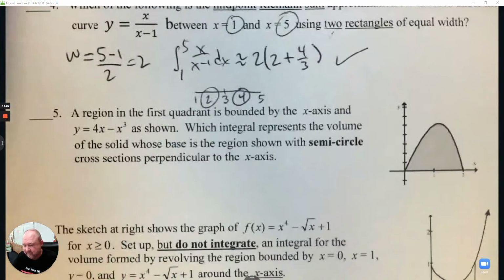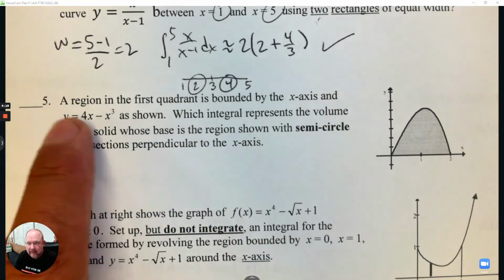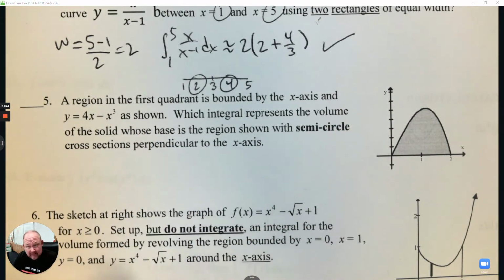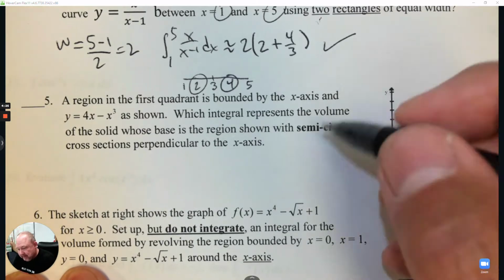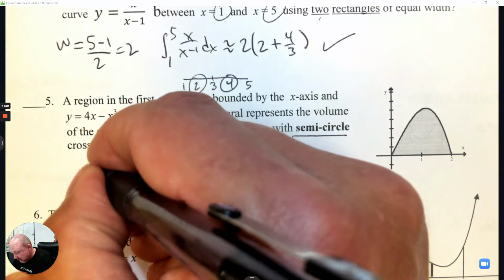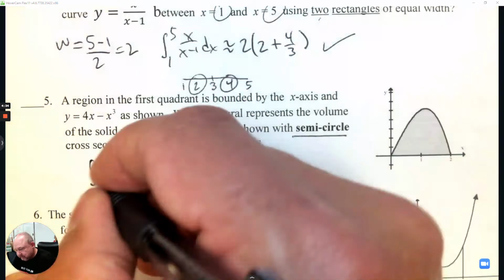Number 5. The region in the first quadrant is bounded by this. Which integral represents the volume of the solid? So write the integral whose base is a semicircle with cross sections to the x-axis. So this is an integration question. We're going to integrate from 0 to 2.